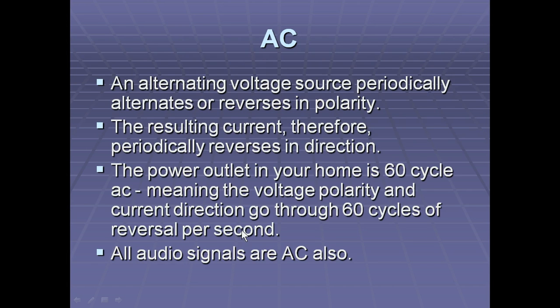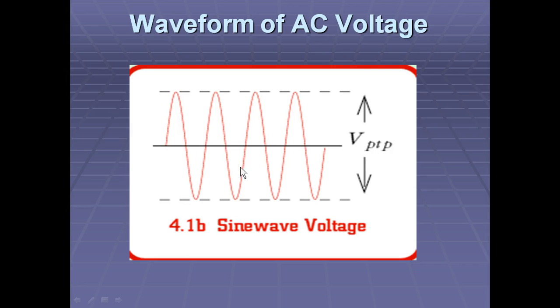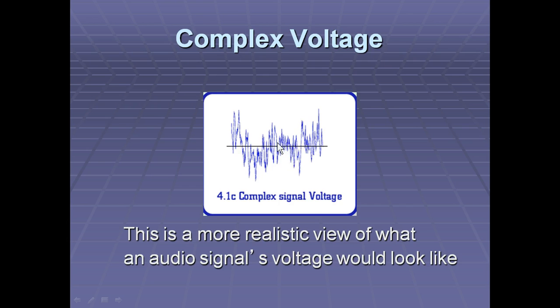Every second, 60 cycles of reversal. So all audio signals are AC as well. This is the waveform of AC voltage. You can see how it is changing, and there is no constant VDC. You can see the amplitude; there is a range of amplitude where it varies plus and minus. This is a sine wave voltage. And this complex voltage signal is a more realistic view of what the audio signal voltage would look like.